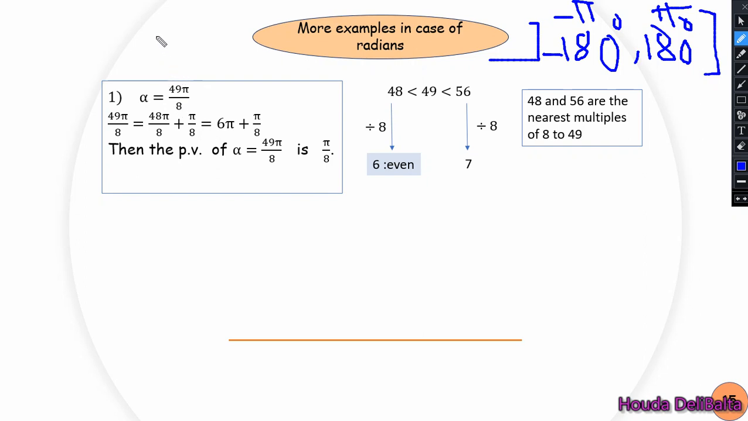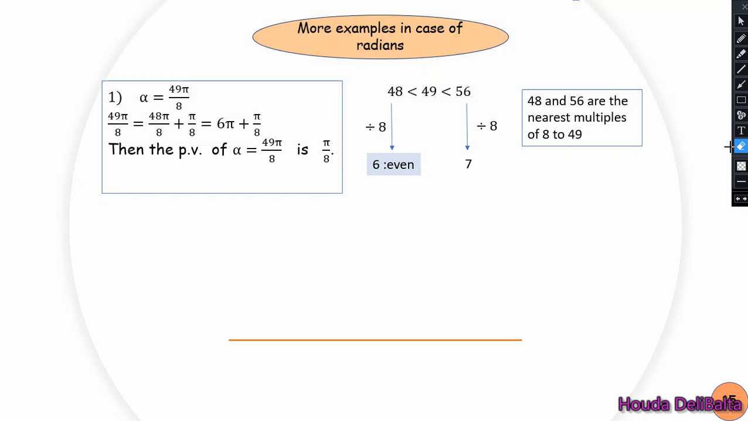Then, for this value to be a principal value, the numerator should be less than or equal to the denominator, since 8 pi over 8 represents 1 pi. So whenever you have that the numerator is greater than the denominator, then you need to find a principal value. Now, how to find that principal value?